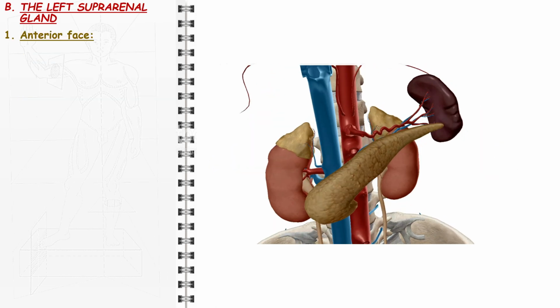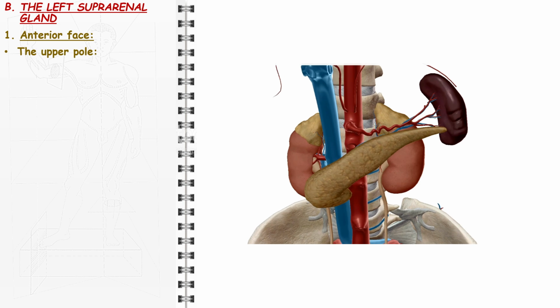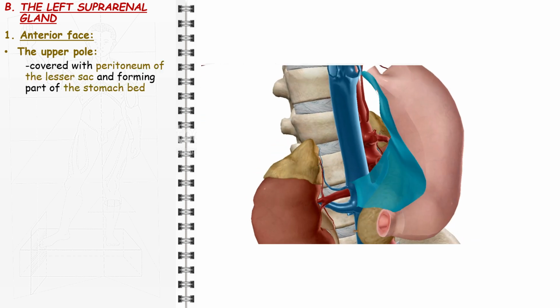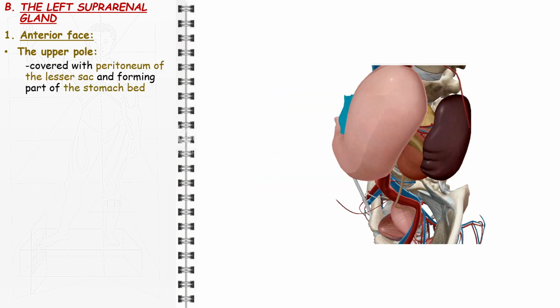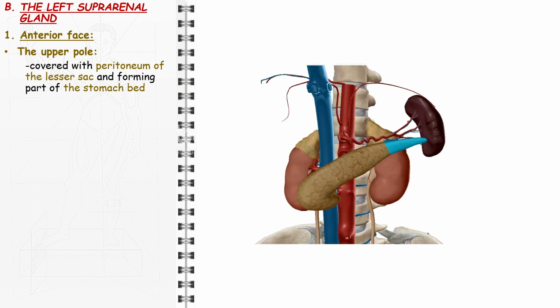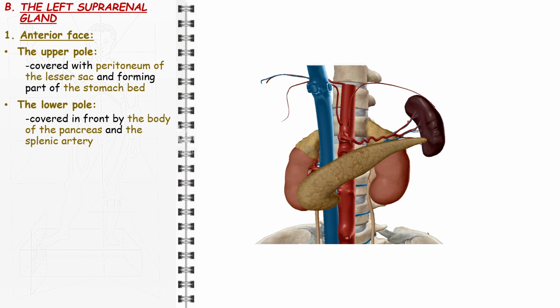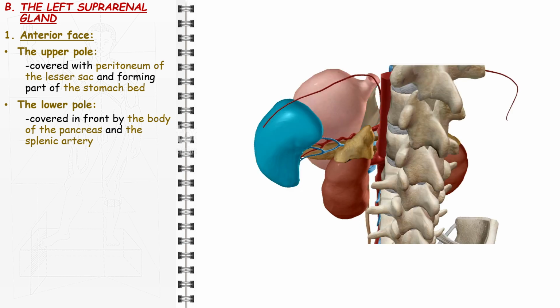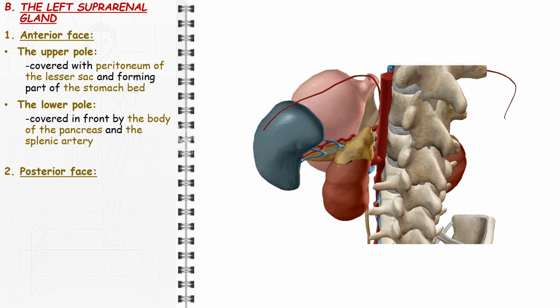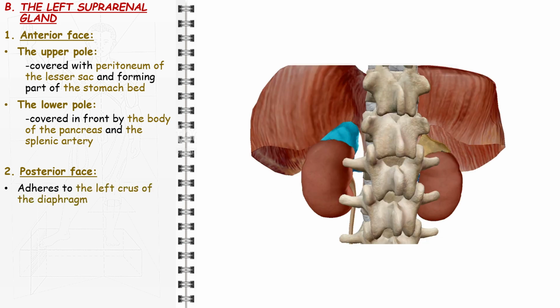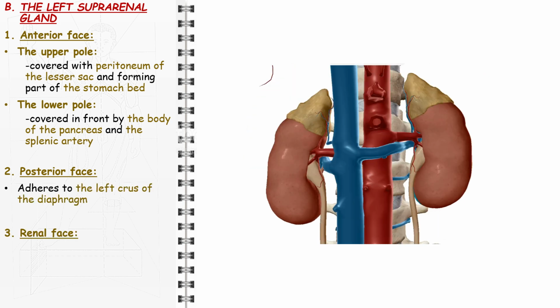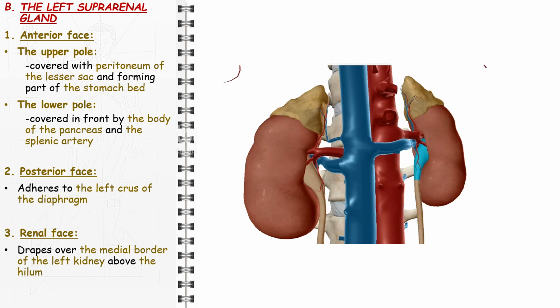For the left gland, the upper pole of its anterior surface is covered with peritoneum of the lesser sac and forms a part of the stomach bed, and the lower pole is covered in front by the body of the pancreas, the splenic artery, and the lower pole of the spleen. The posterior face adheres to the left crus of the diaphragm. The renal face drapes over the medial border of the left kidney above the hilum.